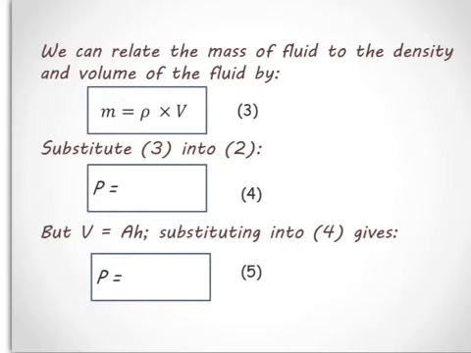We can relate the mass of the fluid to the density and volume of the fluid by this formula that you're all familiar with. Mass is equal to density times volume. And we substitute this equation 3 into equation 2 on the previous slide. You get equation 4. Do that yourself. But also, volume of the column of fluid can be expressed as base area times height. That gives you volume. And you substitute this into equation 4 here, and it'll give this new equation. That's for you to work out.